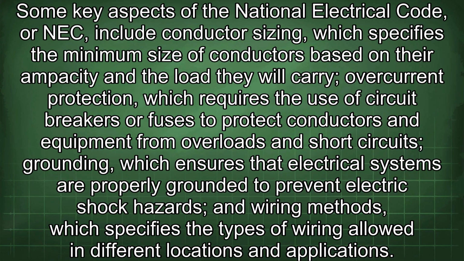Some key aspects of the National Electrical Code, or NEC, include conductor sizing, which specifies the minimum size of conductors based on their capacity and the load they will carry. Overcurrent protection, which requires the use of circuit breakers or fuses to protect conductors and equipment from overloads and short circuits. Grounding, which ensures that electrical systems are properly grounded to prevent electric shock hazards. And wiring methods, which specifies the types of wiring allowed in different locations and applications.